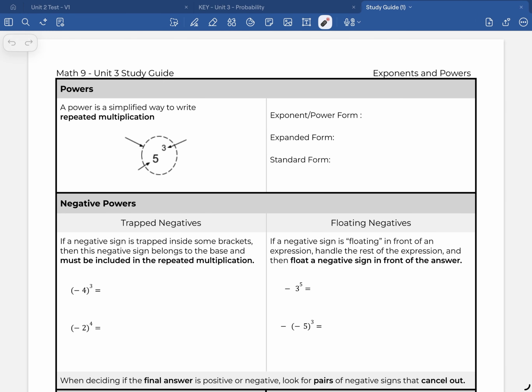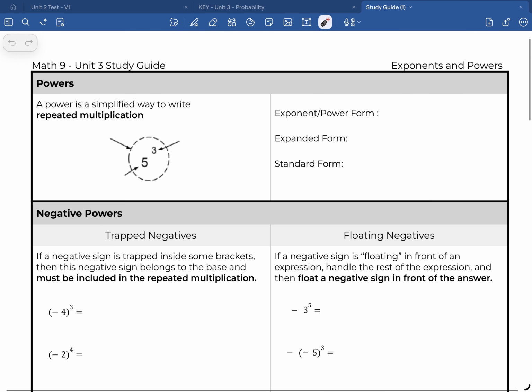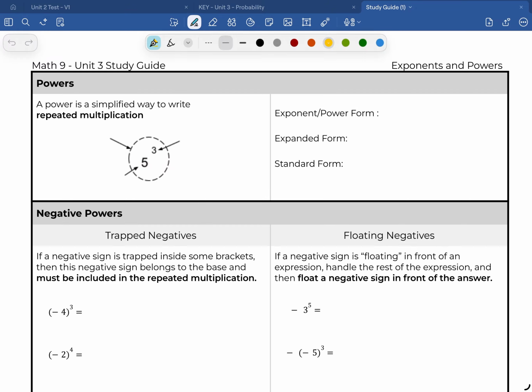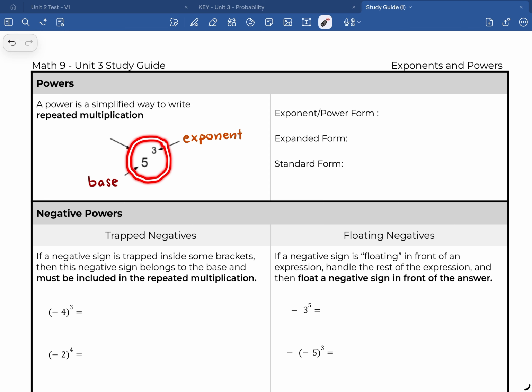Okay. So getting started with our study guide here, we started with powers, and the first part of this was really just figuring out the vocabulary to talk about it. Instead of saying the big number and the small number, we had some actual names for it. The big number of an exponent we call the base. So in this case, that's the 5. The small number we call the exponent. In this case, that's the 3. And when we look at the entire thing stuck together, the 5 with the 3, we call that the power.